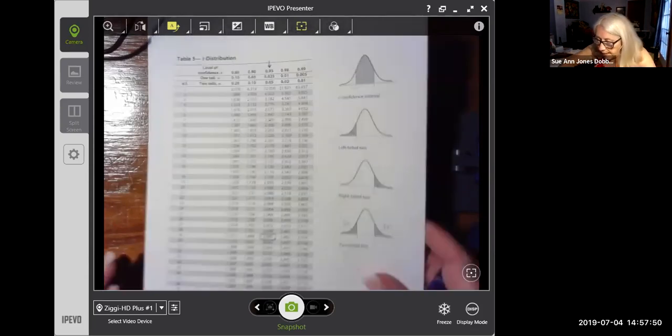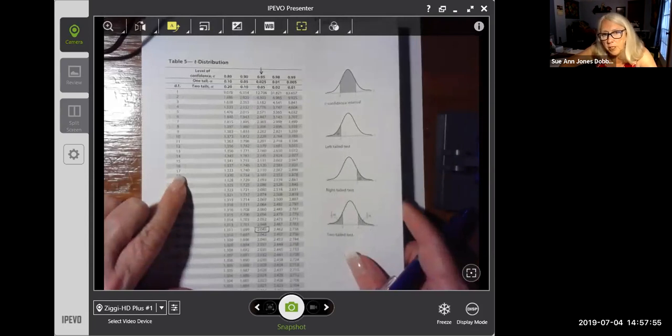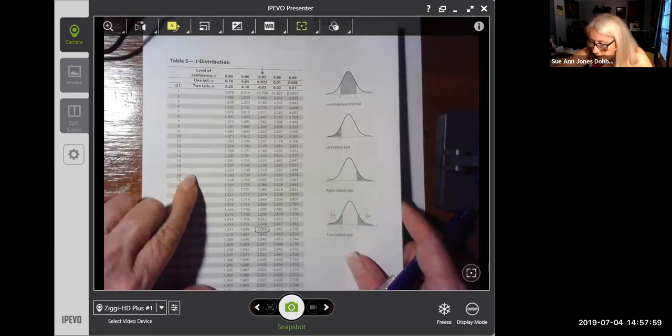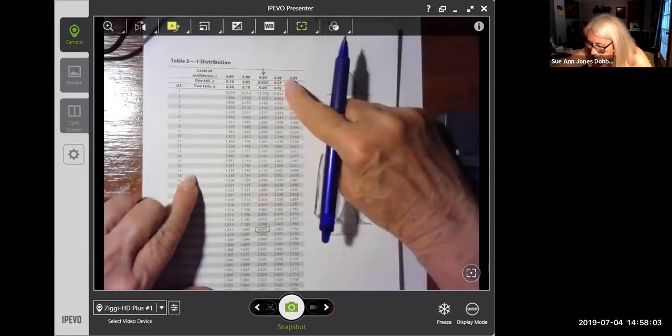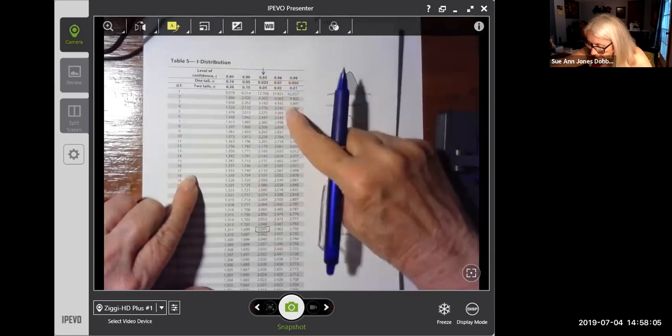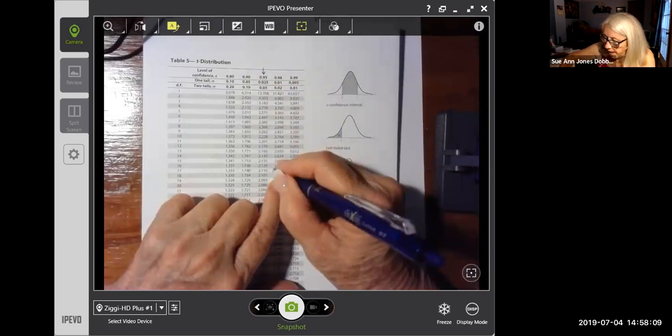There were 18 MP3 players, which means my degrees of freedom is 17. It's a one-tailed test with 0.01 alpha, so that's this column, 17. Okay, here's my critical value, 2.567.